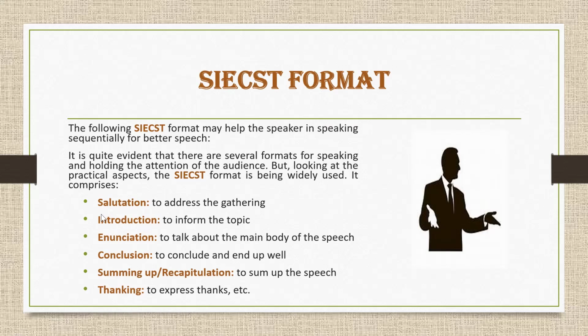So you have come to know about salutation, then introduction, and then enunciation. Enunciation means to talk about the main body of the speech. What do you want to convey in your main speech? That component is called enunciation. So you can speak, you can note down certain points, and you can present it. So here you will be using salutation. It is S. Then here I for introduction, then this E for enunciation, and then come to conclusion.